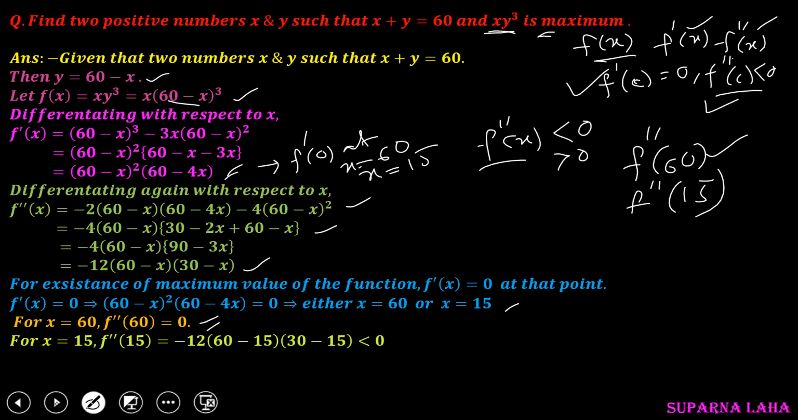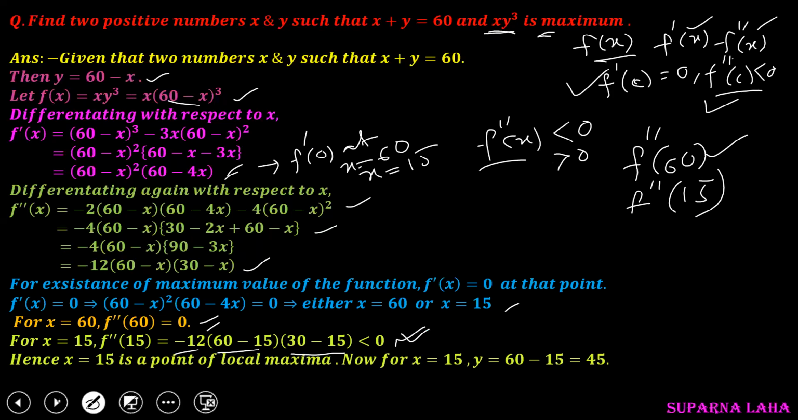Now check this 15. f double dash 15 is minus 12 into 60 minus 15 positive, 30 minus 15 positive, and minus 12, that is ultimately negative. If it is negative, then at x equals to 15, the function has maximum value. And if x is equal to 15, then y is equal to 45. So here is the required numbers, that is 15 and 45. So for these two numbers, this function, that is x into y cube, is maximum. So check the solution.